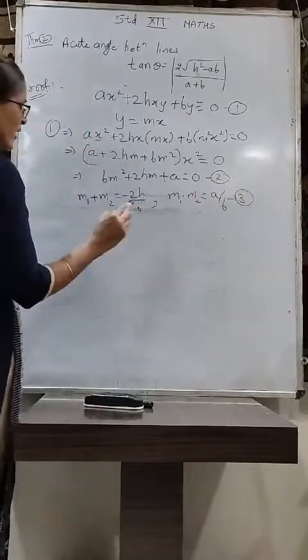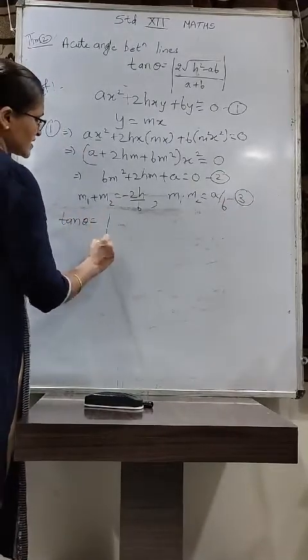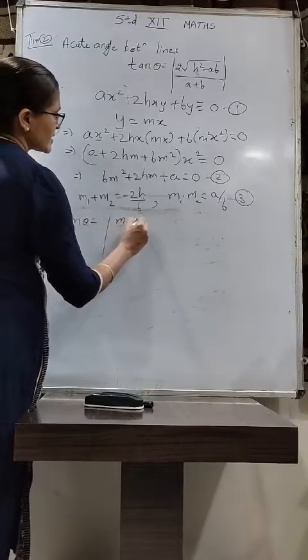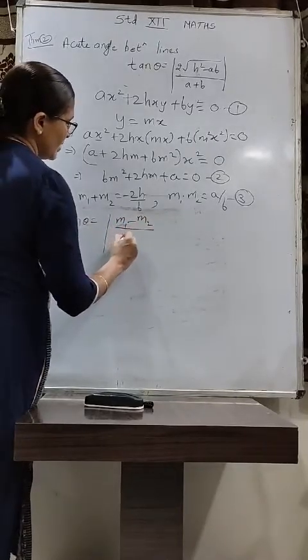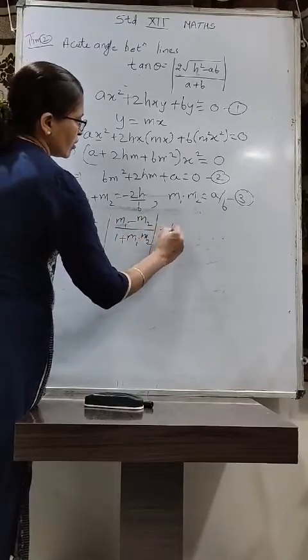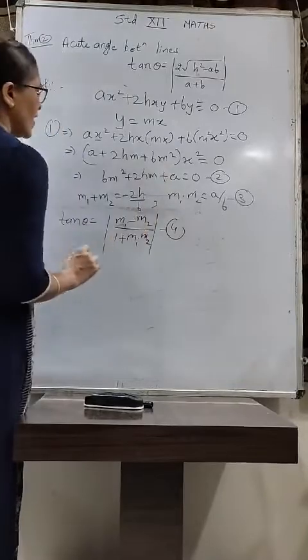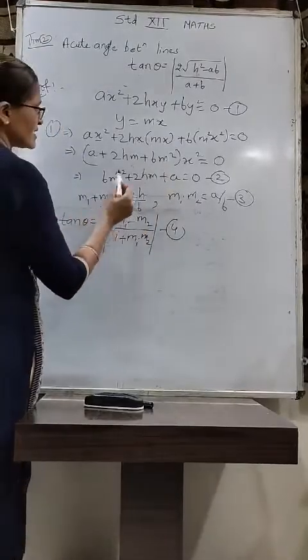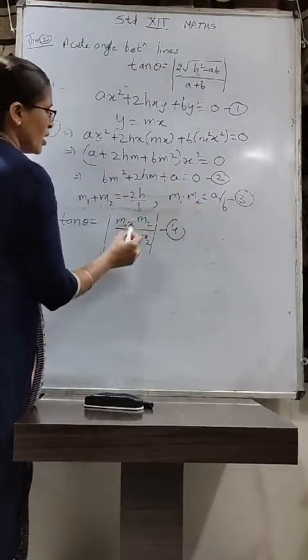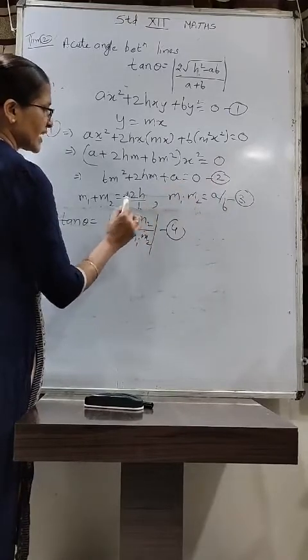Now in standard 12 we have seen that tan theta between a pair of lines is always given by m1 minus m2 upon 1 plus m1 m2. This is known to you. So say this is equation number 4. Now here we have two terms, m1 plus m2 and m1 into m2, but in equation 4 we want m1 minus m2. We will calculate it.